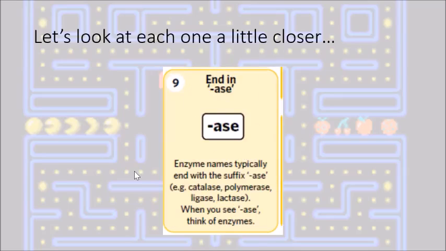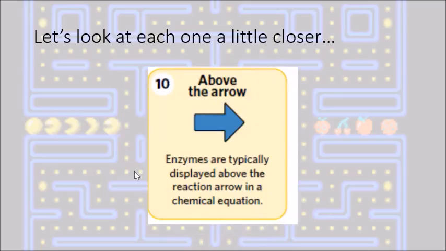Most enzymes end in -ase, that's all I'm going to say. And when you represent a chemical reaction that involves enzymes, you will write the enzyme name above the arrow, and I'll show you an example of that in just a moment.